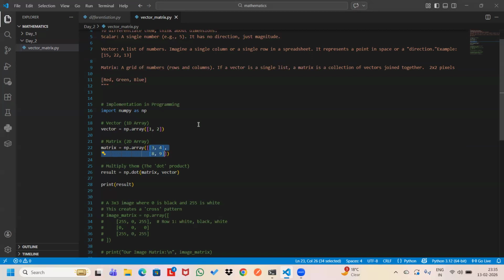Let me run this and show you this program. Here I am working with numpy, because if we use numpy, then we don't need to perform so many tasks. If we don't go through numpy, then we have to write a long code.